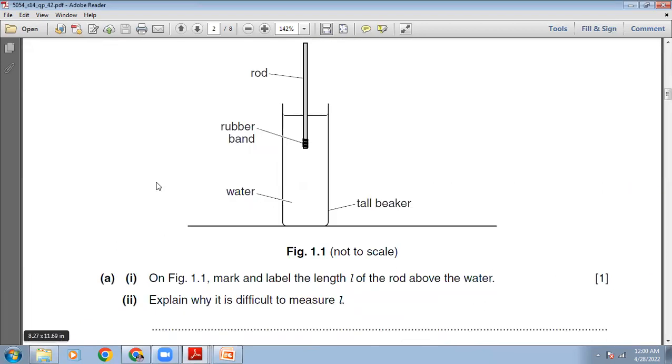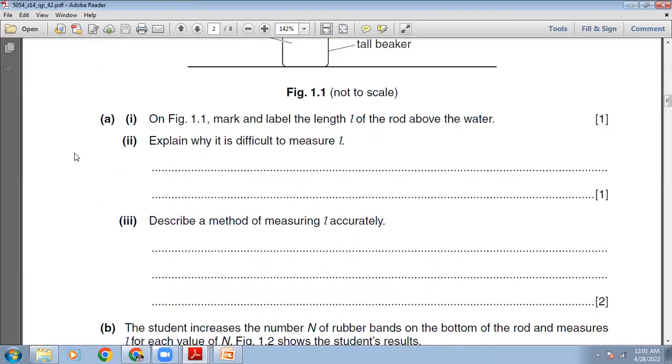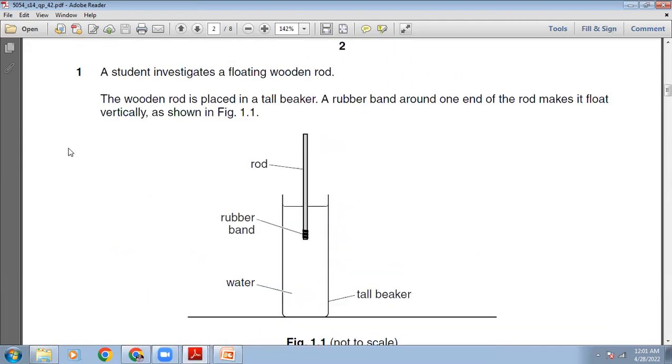The next question. Explain why it is difficult to measure the L. You see, it's difficult to measure this length because you cannot bring the scale here, exactly here. When you will try to measure this length, your scale will be here, outside the beaker. And when it will be outside the beaker, then there will be a gap. There is a distance between this end of the rod and this meniscus also. So it's difficult.